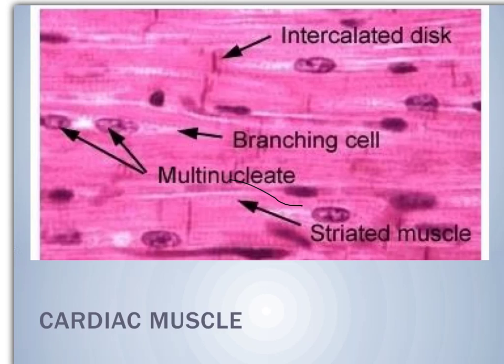Also in this picture you may diagnose that we have two nuclei, and this always occurs at the site of branching. This is a branching of the cardiac muscle. So what are the criteria of the cardiac muscle here? The branching, the single central oval nuclei, the intercalated disc.